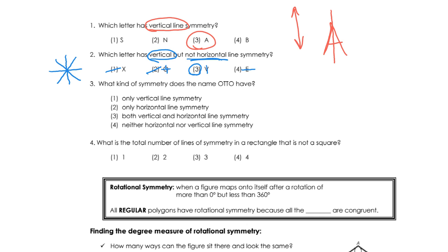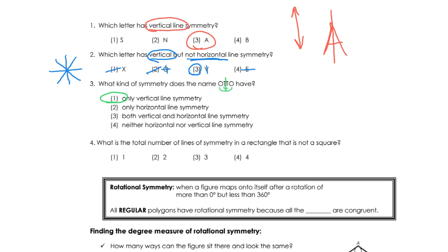Number 3, what kind of symmetry does the name Otto have? We can't go horizontal because the tops of the T's wouldn't match up. But I think I can go vertical, and the T would match up with the T. The O would match up with the O. And so it has only vertical line symmetry.